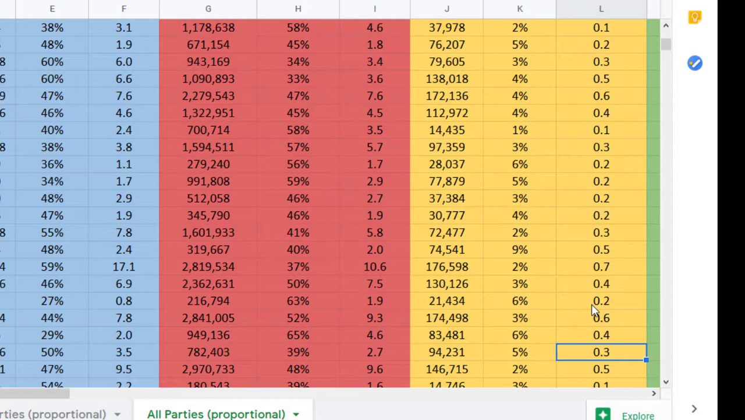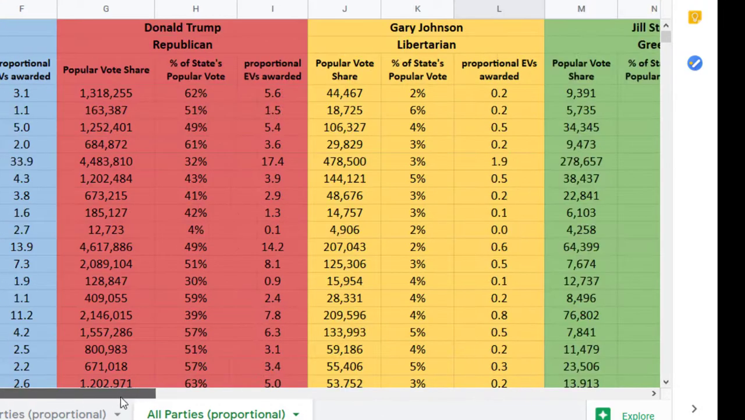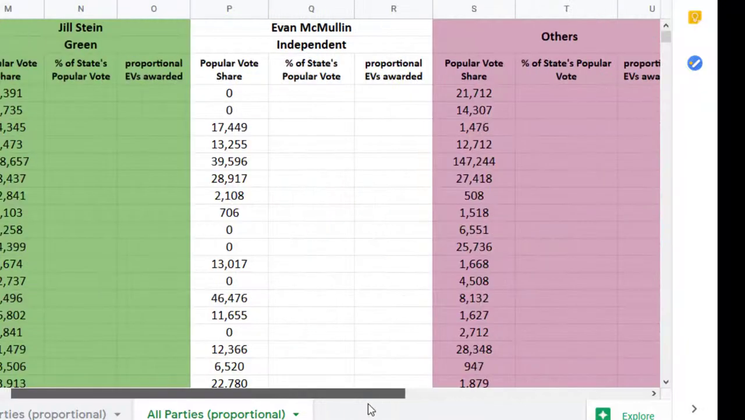So anyway, that's how you complete these columns for each of the candidates. So now you know how to do it. Go for it.